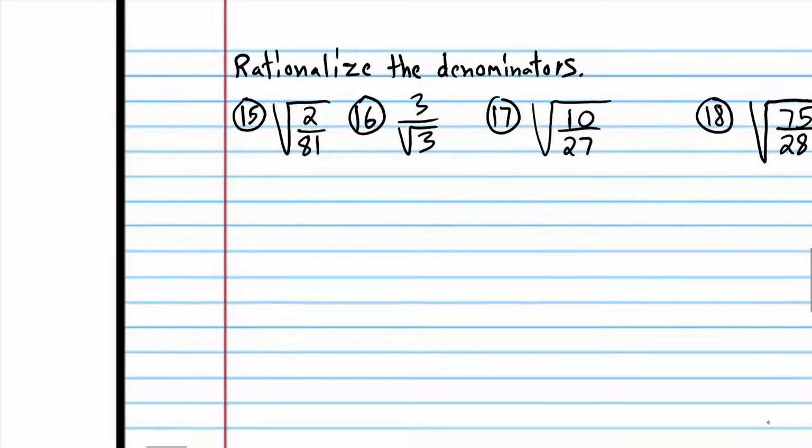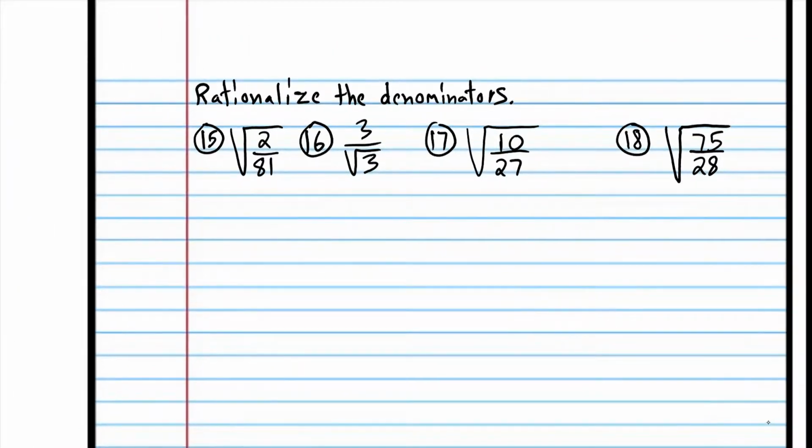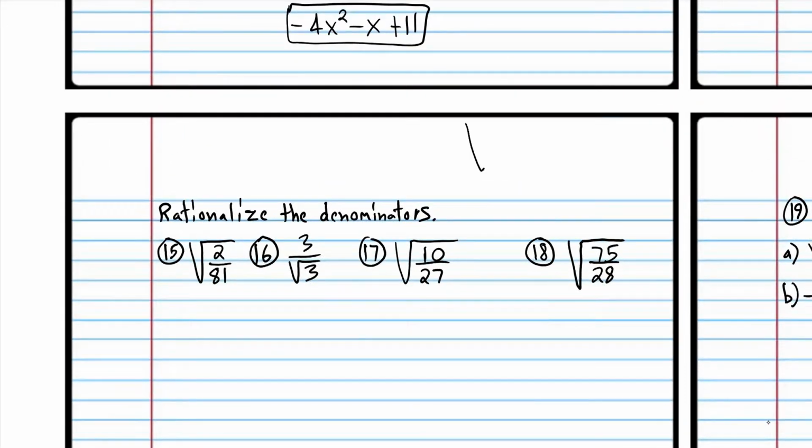So what does that mean, rationalize the denominators? Well, remember, you can't have a root in the denominator, and you can't really have any denominator in a root. You see, these denominators are all in the roots. We can't have that. And so we're going to use this principle that we went over: the square root of A over B is equal to the square root of A over the square root of B. Remember, we learned that.